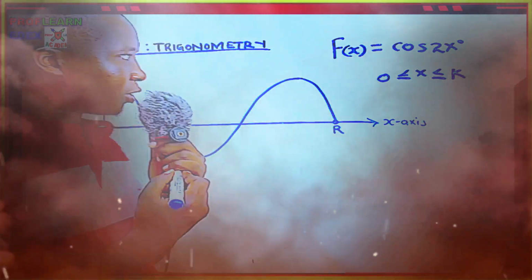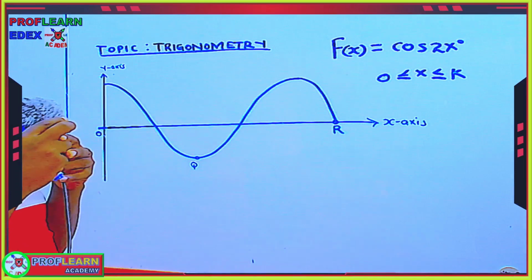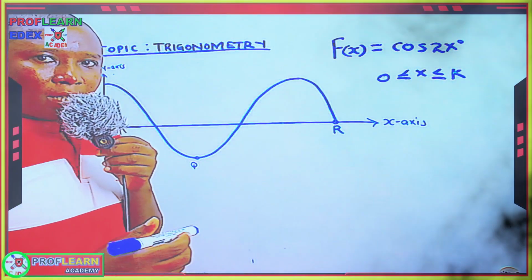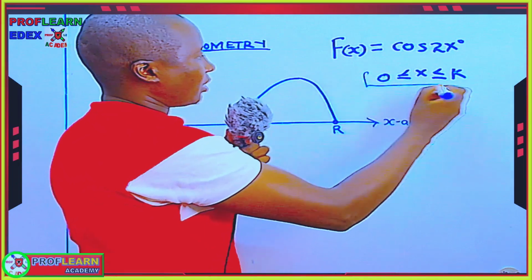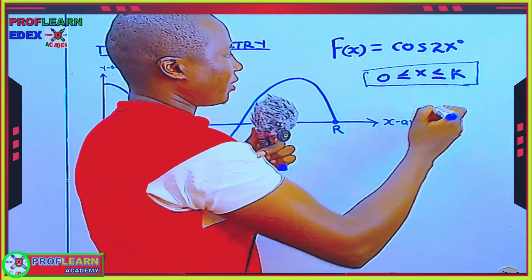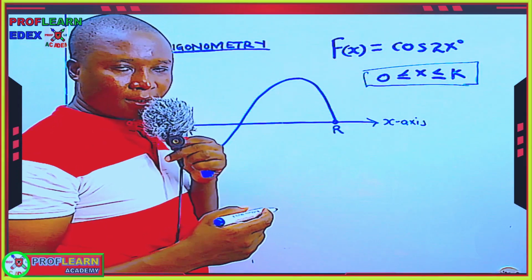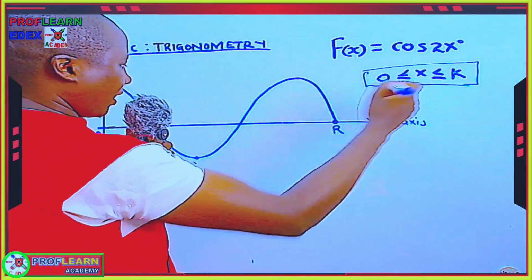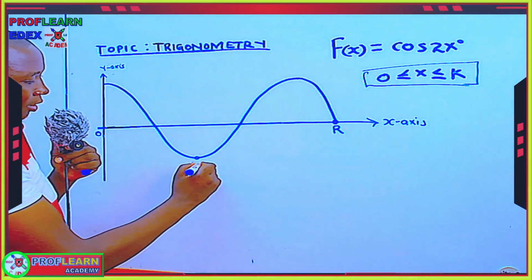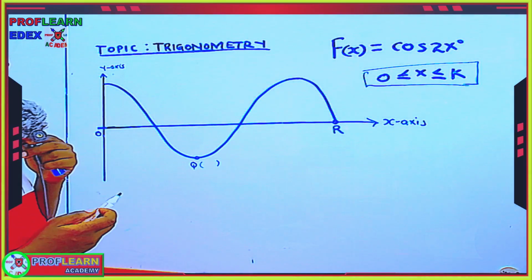In this particular question, we are given a function f of x, which is equivalent to cos 2x, whereby the domain of the values of x is given from 0 all the way to k. We are supposed to find the value of k, and also the coordinate of this point that we have here.